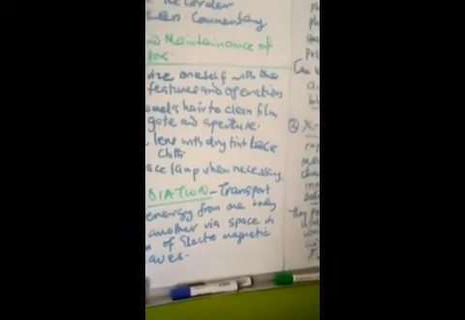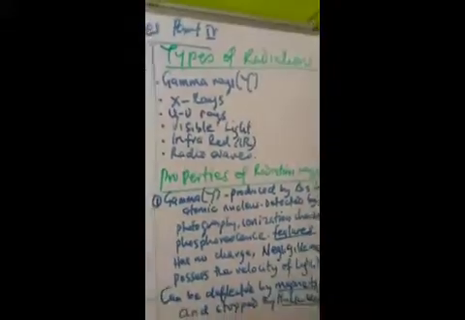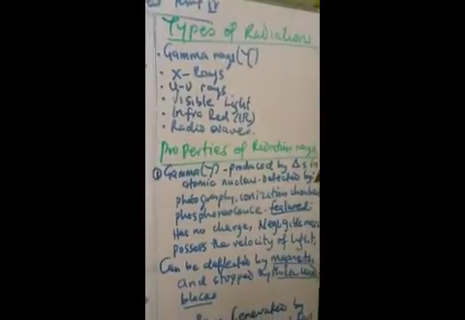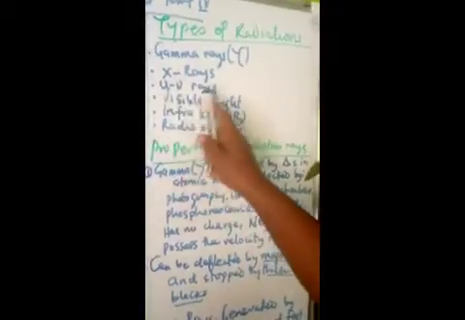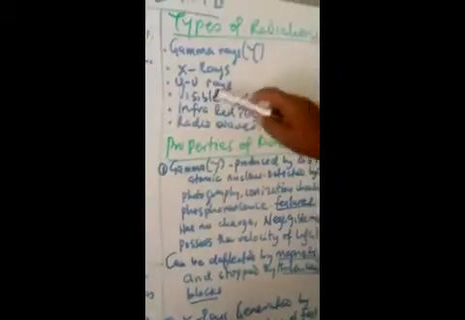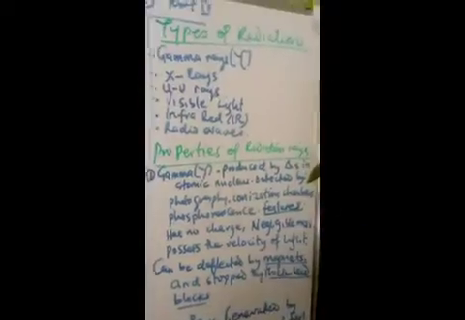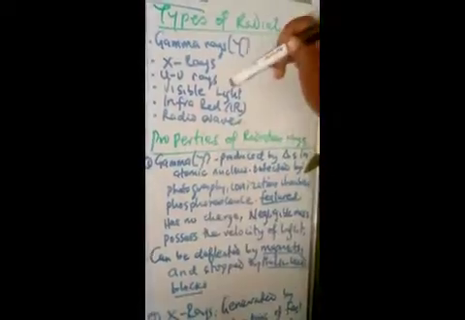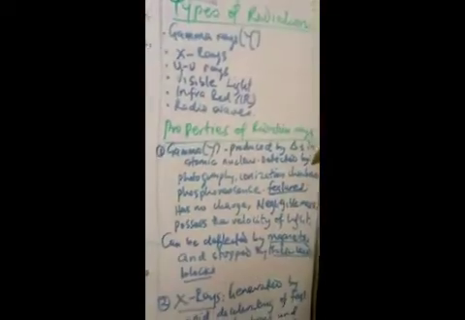Electromagnetic waves. What are the types of electromagnetic waves that we have? There are several types. Gamma rays, you can see the symbol I used to designate it. X-rays, UV rays, otherwise ultraviolet rays, visible light, infrared rays, and what? Radio waves.